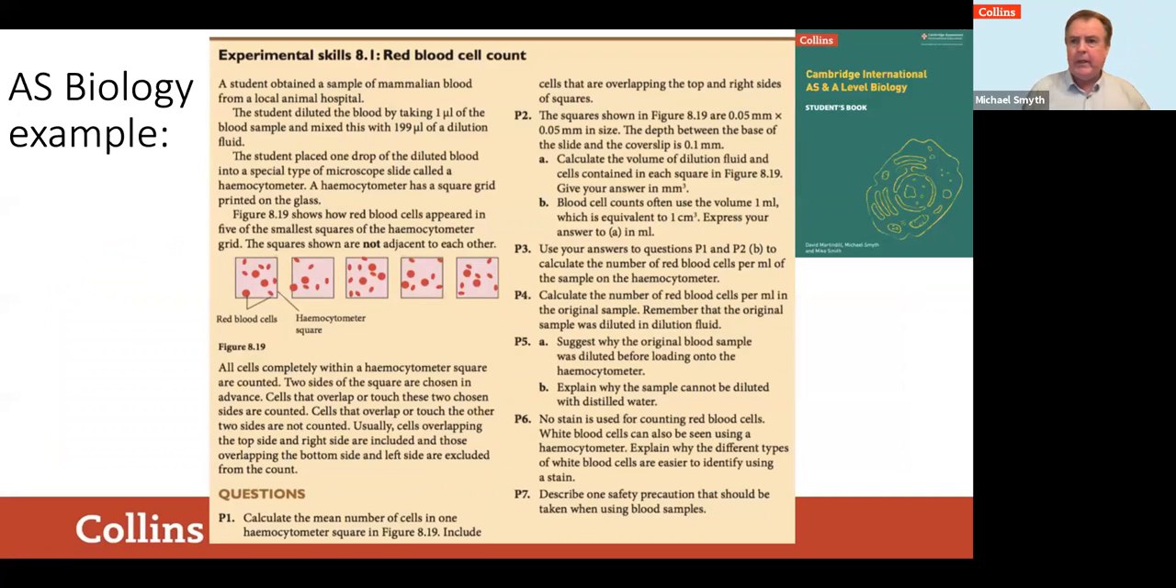I've pulled out here, just so that we give a balanced coverage of all three sciences, an example from the Collins AS and A level biology textbook, and this is written for Cambridge syllabus 9700. The experimental skills in chapter 8 of this one is about using a hemocytometer to count cells. So obviously we can't expect students to have a microscope or a hemocytometer at home, and certainly not take blood samples. So we can still assess and rehearse those skills by using an example like this.